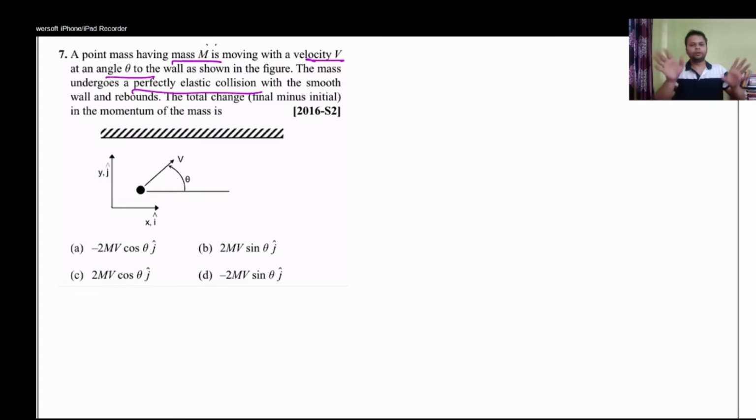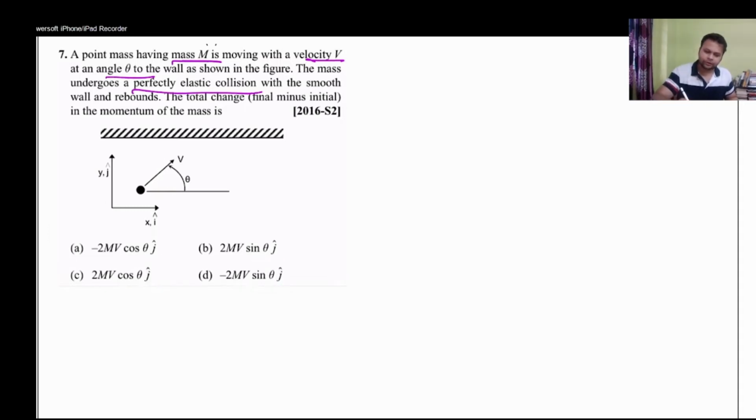Clearly you should be able to understand that the collision is happening in the y direction. So the velocity that will change is only the velocity in y direction, meaning the momentum will change only in y direction. So there will be no change in velocity or momentum in x direction. Clearly you can see all the options are of j cap. There is no i cap term, meaning there is no change in the momentum in the x direction.